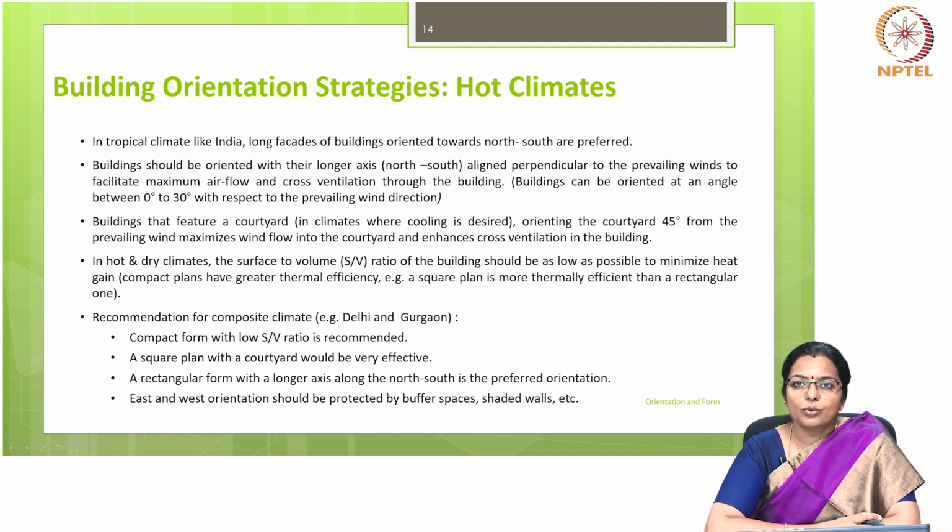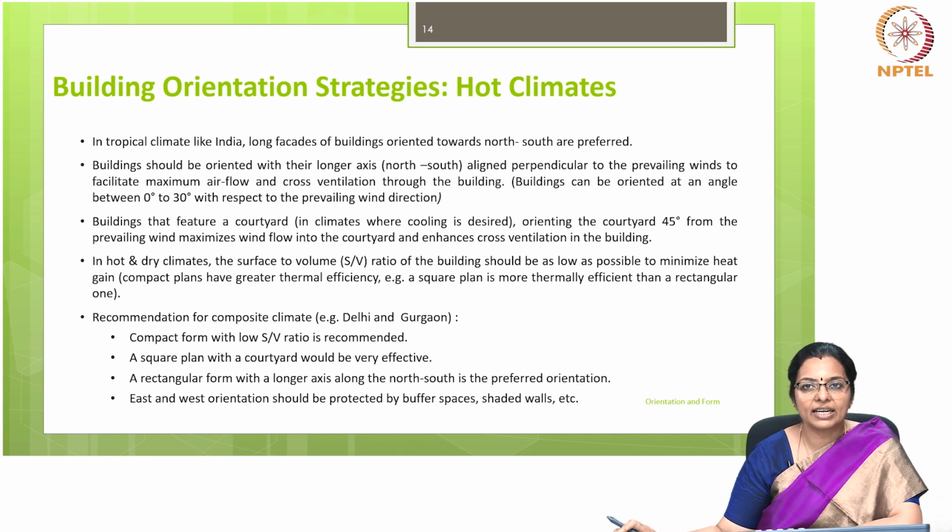It is recommended to orient buildings at an angle between 0 to 30 degrees with respect to the prevailing wind direction to optimize airflow while avoiding excessive wind pressure. In buildings with courtyards, particularly in climates where cooling is desired, orienting the courtyard at a 45-degree angle from the prevailing wind direction is beneficial. The orientation maximizes wind flow into the courtyard, promoting natural cooling and enhancing cross ventilation within the building.